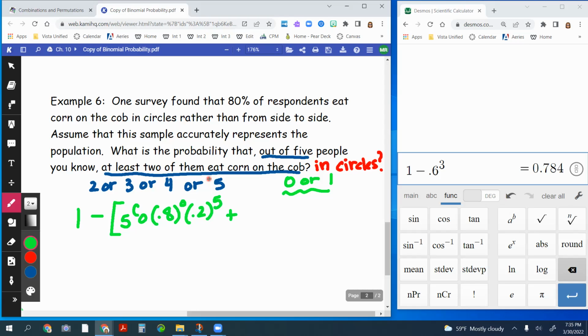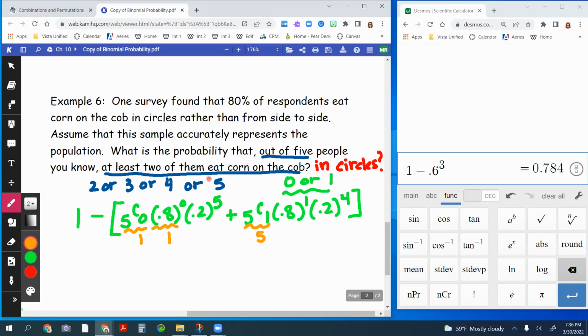Plus, or I can go minus and minus, either way. But I can't put minus and then add these 2. I need to have them in brackets if I'm going to do that. 5 choose 1. That means that 1 is going to eat in circles, which means that 4 are not going to eat in circles. And so I can work that out. And again, just a reminder that this is going to be a 1, so I don't need to really put that in. This is going to be a 5.